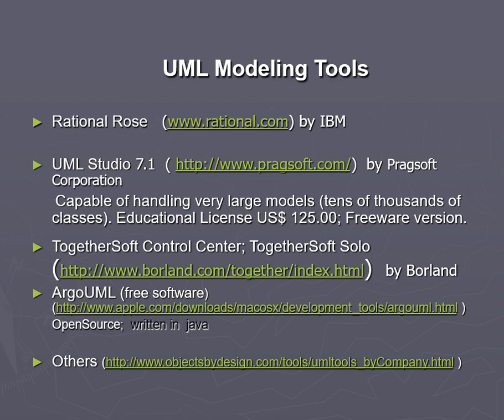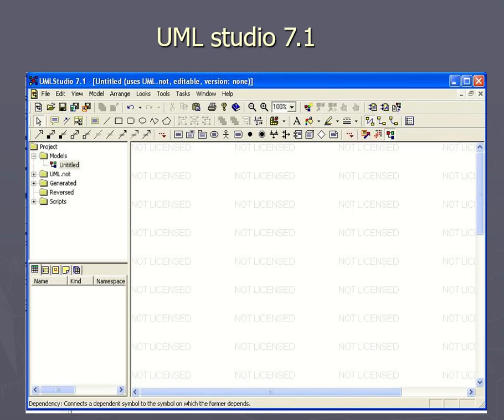These are UML modeling tools. We can use Rational Rose, which we can find at www.rational.com by IBM, UML Studio 7.1 by Pragsoft Corporation, Together Control Center, Together Solo. This is a website where we can find UML modeling tools. That is UML Studio 7.0, we can use it here for UML.